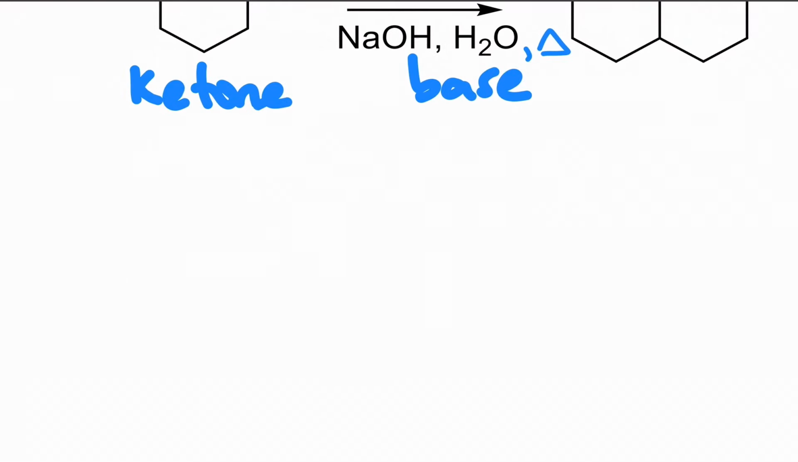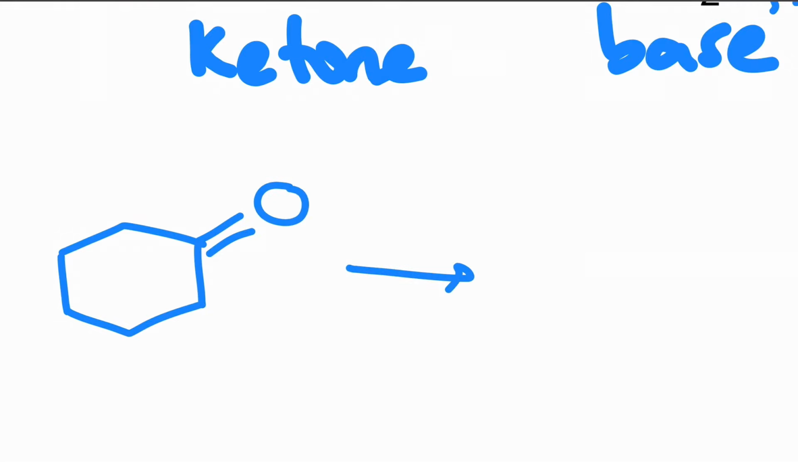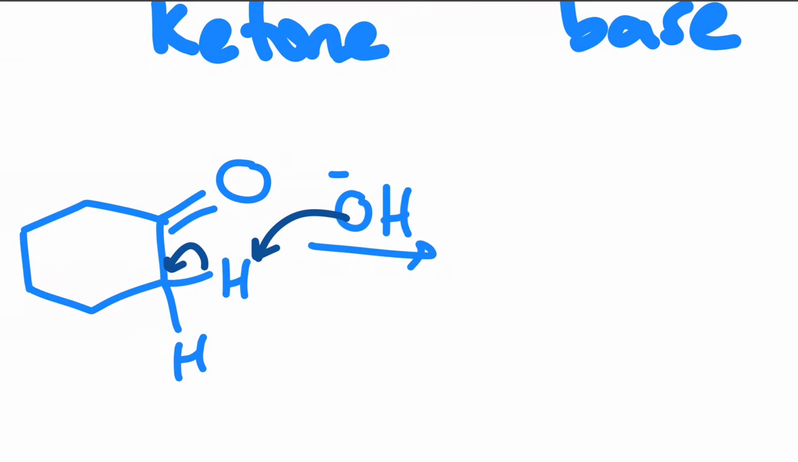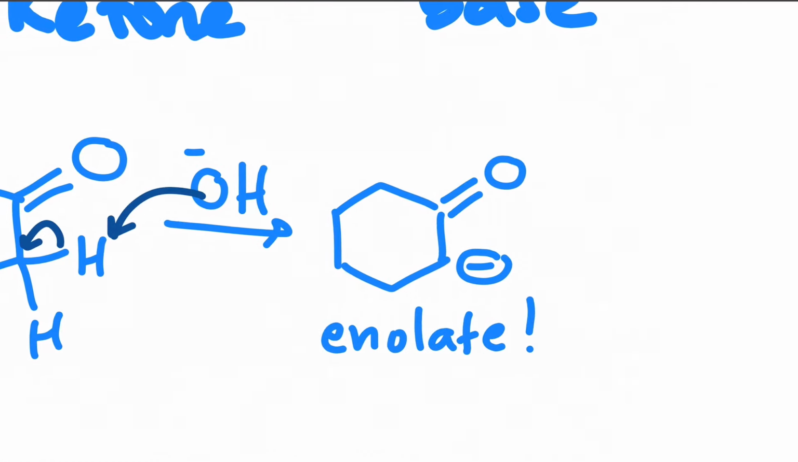So we're in base. The first thing that's going to happen is generating an anion. To do that, I'm going to just redraw cyclohexanone. And hydroxide will act as a base. It's going to take away one of those alpha hydrogens and make an enolate. Remember, you could just draw the enolate as an alpha anion right next to the carbonyl carbon. That's almost always the first step in any of the mechanisms in this unit.